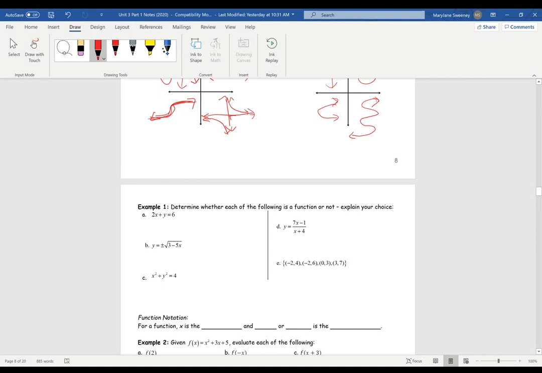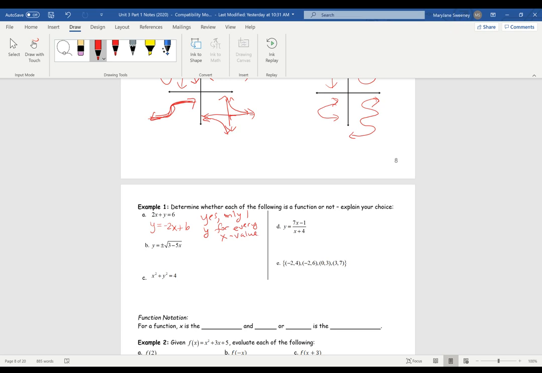Determine whether each of the following is a function or not. Explain your choice. So let's say you have something where you're not given the graph. If I solve this for y, when I put a value in for x, I'm only going to get one y value for every x value I put in. So yes, only one y for every x value.